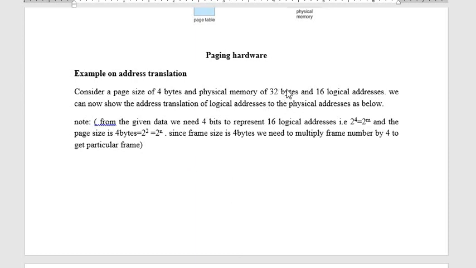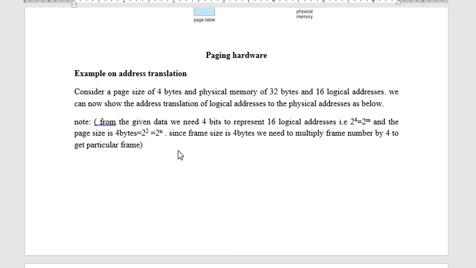So that is what it is just going to say. When you divide 32 physical addresses by the size of 4 bytes, we get 8 frames. And obviously the frame size and the page size are the same, so that's why the frame size is 4 bytes. We need to multiply the frame number by 4 to get the particular frame, because the frame number begins with 0, and next this would have the size of 4 bytes, right?